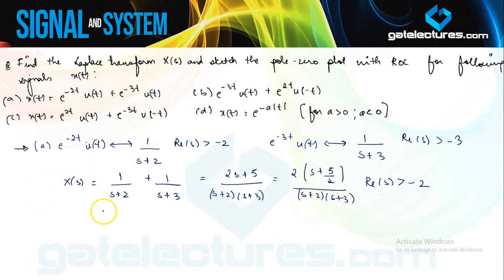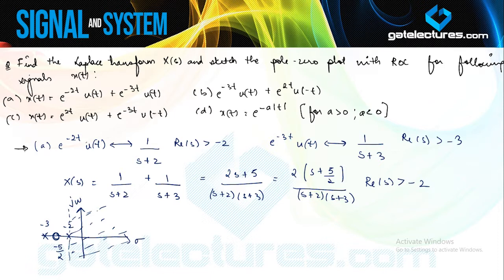So if I just try to sketch the ROC for this signal, what is it going to be? We are having a pole at -2, a pole at -3, a zero at -5/2. And my ROC is going to be to the right of the rightmost pole. This is going to be my ROC for the given signal.